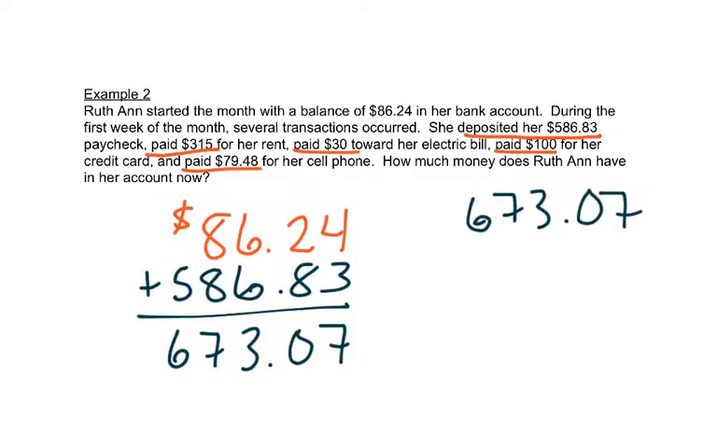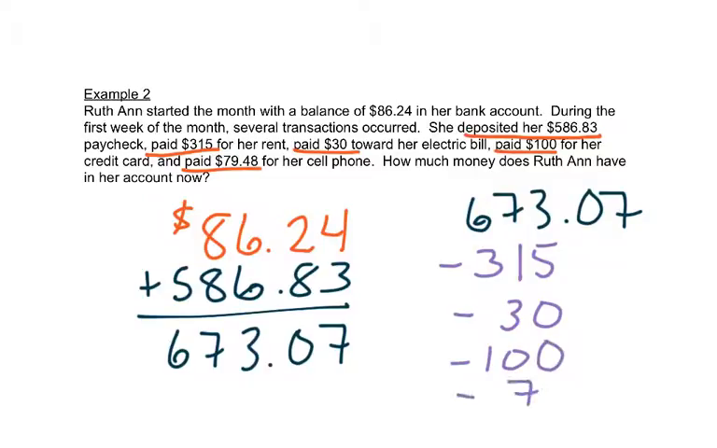Okay, and when she pays for things, it takes it out of her account. So the rent would be minus $315. The electric bill would be minus $30. The credit card would be minus $100. And the cell phone would be minus $79.48. So we'll take that $673.07 and subtract those. You can do it all at once. And we get $148.59.